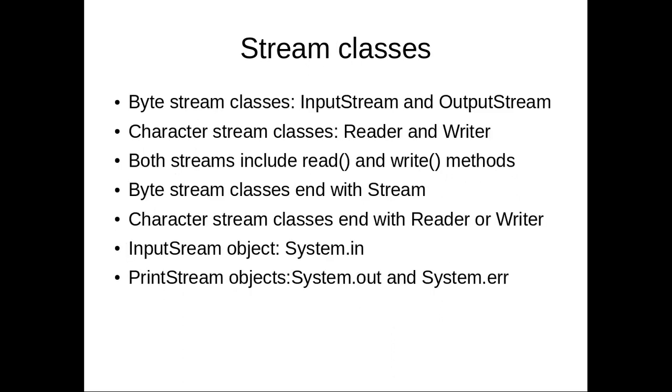Okay. Now stream classes. The byte stream classes are InputStream and OutputStream, and the character stream classes are Reader and Writer. So you have two base classes, InputStream and OutputStream, for byte stream objects, and there are two character stream classes which are Reader and Writer. Both streams include read and write methods. The read method is for reading or input, and the write method is for output.